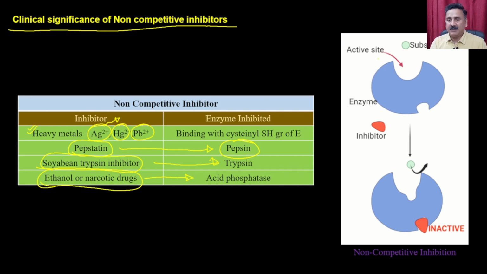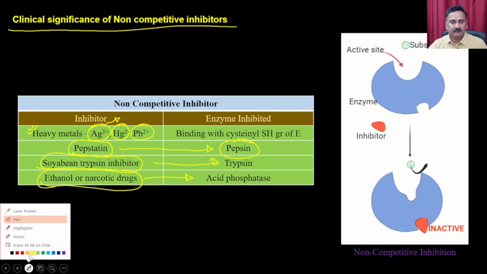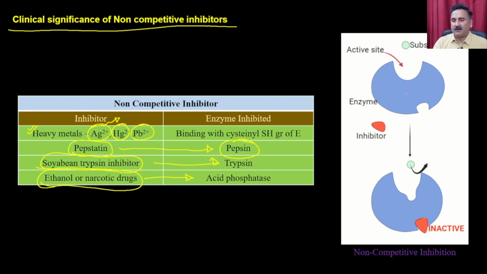So what happens in non-competitive inhibition is that in an enzyme you have two different sites. You have the active site, and you have the allosteric site. So the substrate can fit into the active site, right? And so what happens is that the inhibitor will go and sit in the allosteric site. It does not bind in the active site. Okay, so that is the major difference from competitive inhibition.